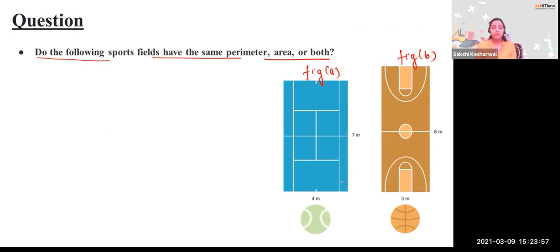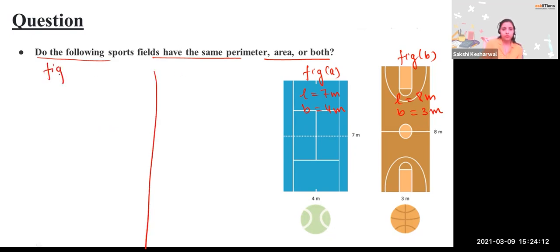If you see this, in figure A, I'm writing the length is 7 meter, and the breadth is 4 meter. And over here, the length is 8 meter, and the breadth is 3 meter, right or not? So again, make a column like this. Let's talk about this as figure A, and this one, make it figure B, right?